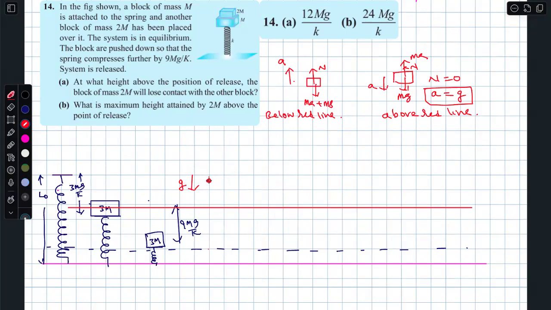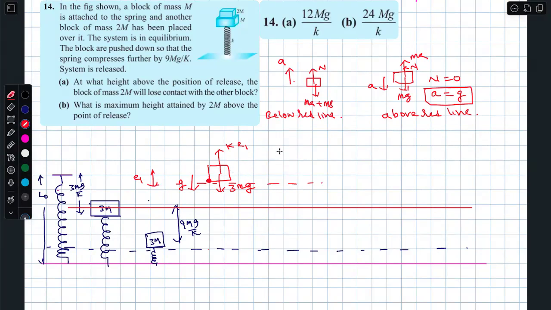Right. At this point on the system, what exactly is the force? 3mg and kx. One minute. E1, x1, is calculated from where? From here, or from here? This is the reference line. Somewhere at this point, I'm asking about x1.